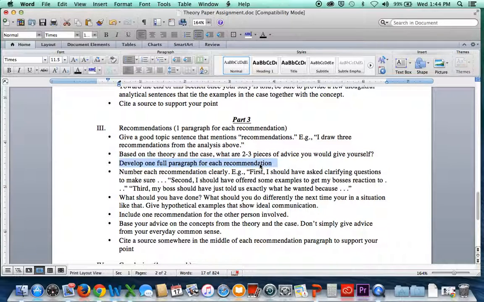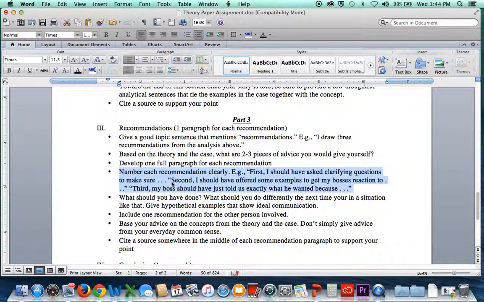Each recommendation gets its own developed paragraph. Each one is clearly labeled first, second, third, and your topic sentence for each one gives direct advice. The bottom line, as they say, comes out in the topic sentence. First, I should have asked clarifying questions to make sure, etc. Then you develop that paragraph and explain what was going on there and what you should have done. Next paragraph. Second, I should have offered some examples to get my boss's reaction too.